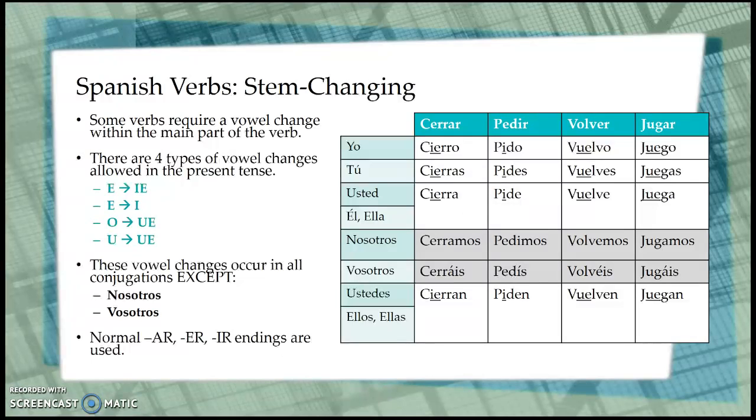And then finally, there are only two verbs in Spanish that undergo a U to UE, and jugar is the only one you're going to encounter. Jugar becomes juego, juegas, juega, jugamos, jugáis, juegan. An AR verb with AR normal endings of o, as, a, amos, áis, and an.